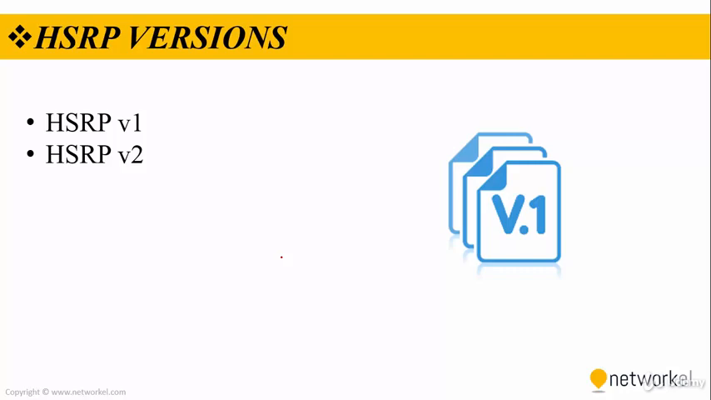There are two versions of HSRP, and they are version 1 and version 2. Version 1 is the default version of the protocol. HSRP version 2 allows group numbers up to 4096, thus allowing you to use the VLAN number as the group number. All devices in an HSRP group must have the same version configured, otherwise the hello messages are not understood.